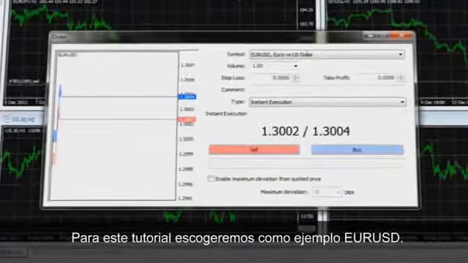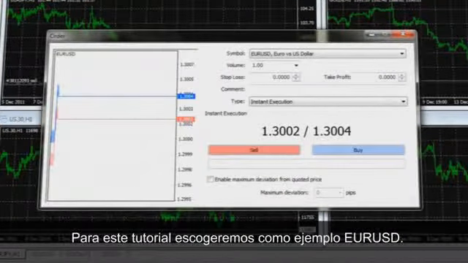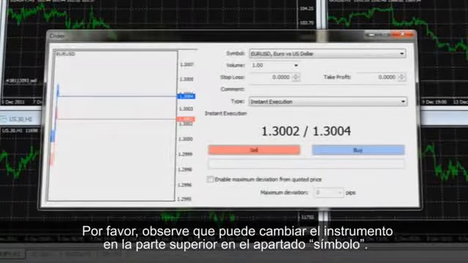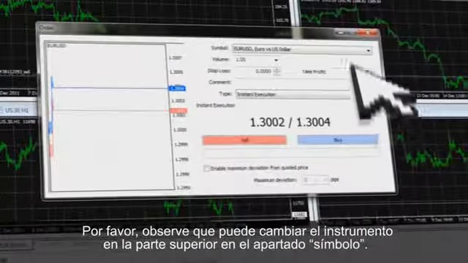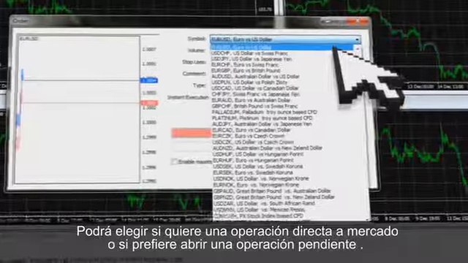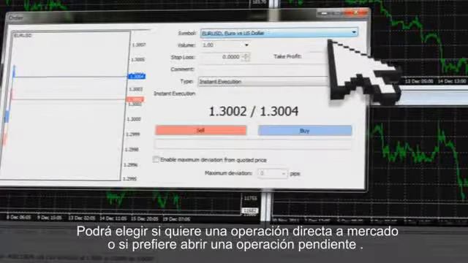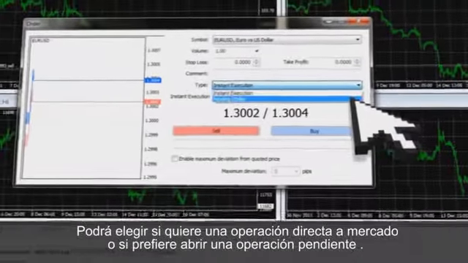For this tutorial, we will choose Euro versus US dollar. Please note that you can change the instrument in the symbol area. Also that you can choose the transaction type, instant execution versus pending order.